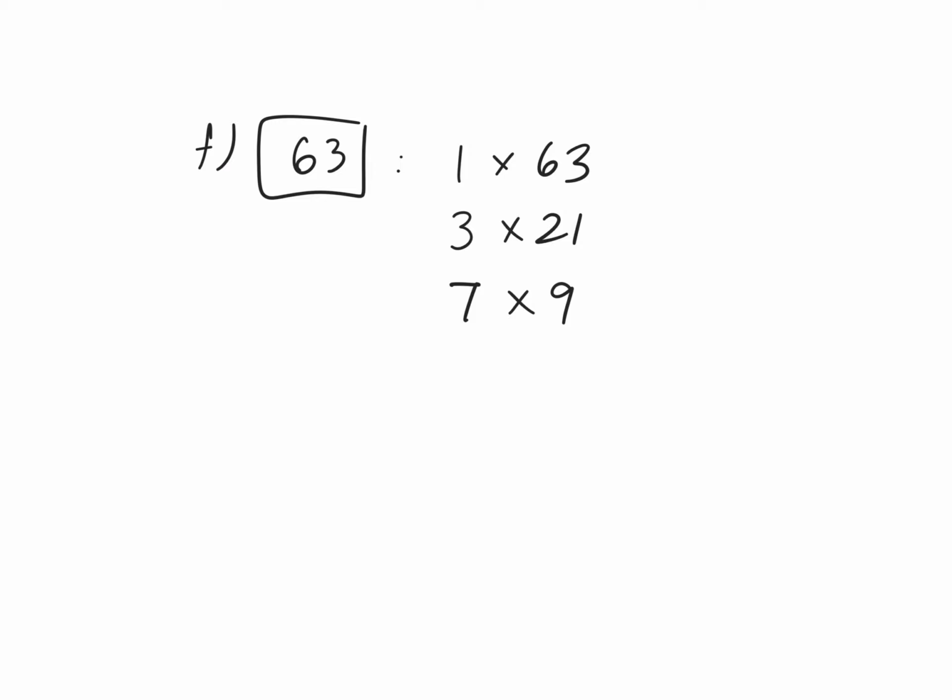Raise your hand if you got 3 pairs of factors for 63. And again, we know that this is not divisible by 2, so 2 is not a factor, and 5 was not a factor, and you went through the rest of the options, right? So 3 pairs of factors.